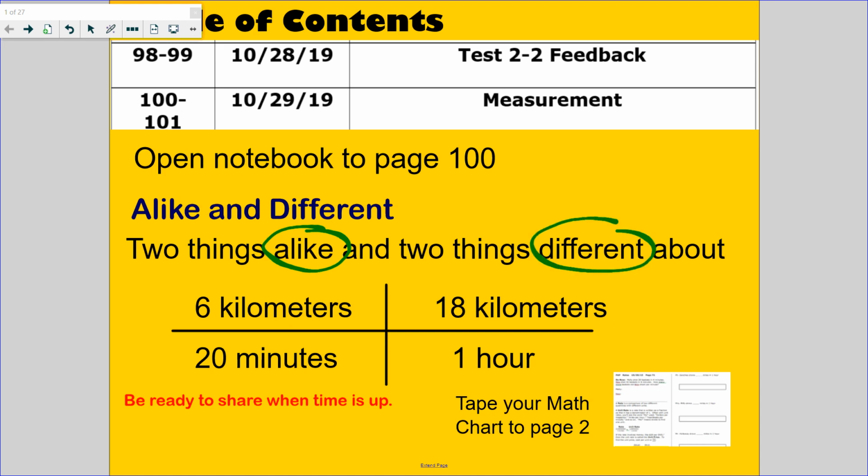Things that are different. Well, the units here are different. Here they use minutes and here they use hours. And well, they use different numbers here. But let's go back and look at it a little more.